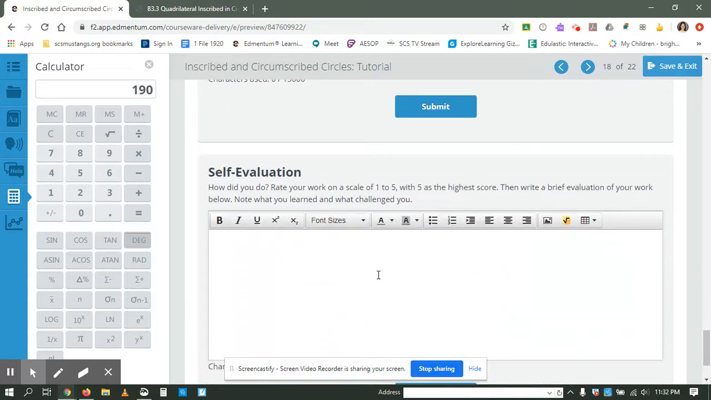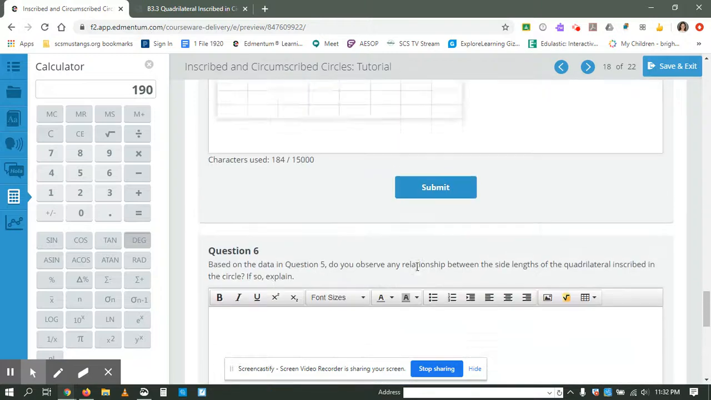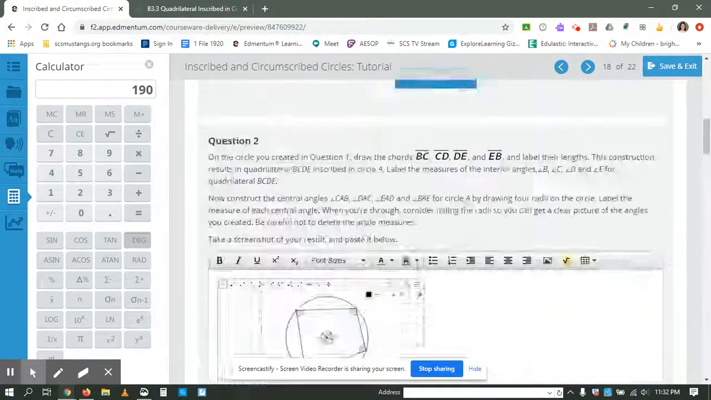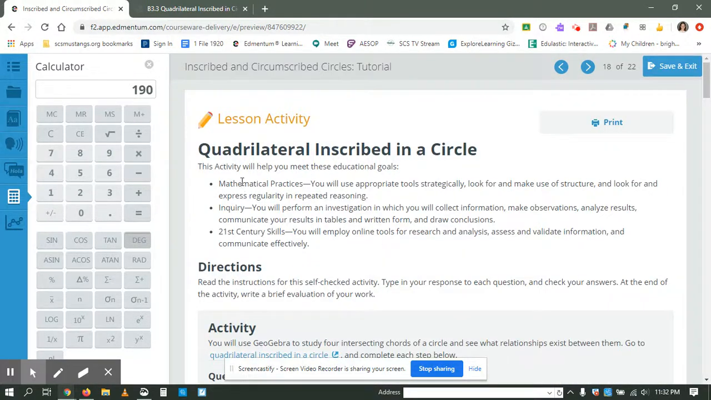But I do want you to just real quick do that self-evaluation. Just how you did on your scale rating, a brief evaluation of how you did, and something that you learned and something that challenged you. So that will do our third lesson activity for our quadrilateral inscribed inside a circle. If you've got any questions, let me know.